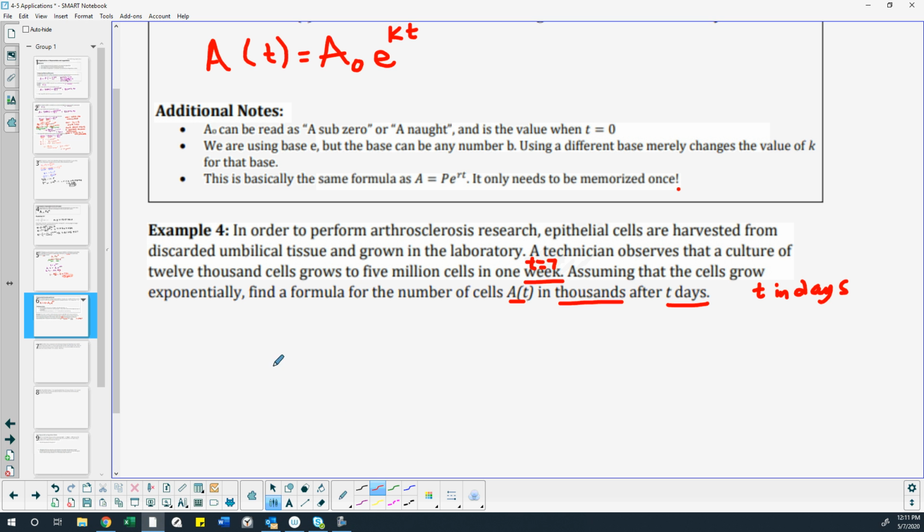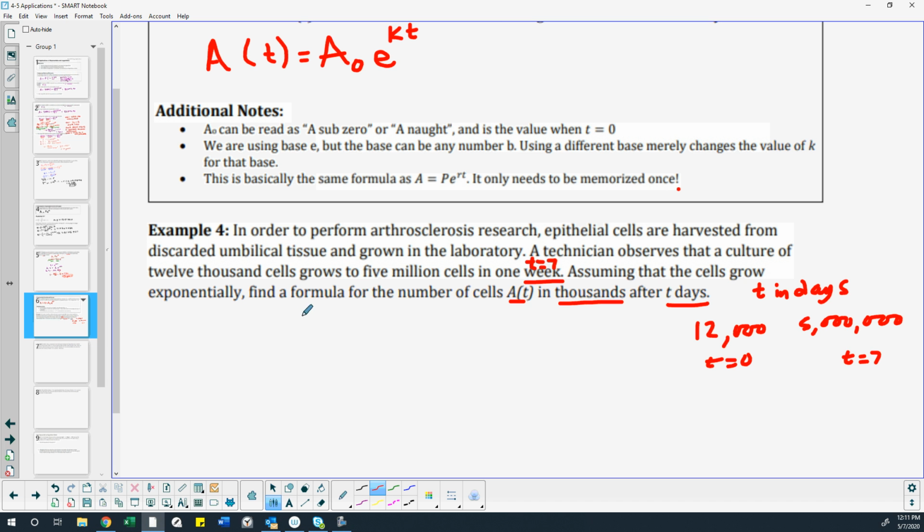So what we do first is we find k, and we do that by using our initial numbers. So a culture of 12,000 cells grows to 5 million cells. So let's compare those two numbers really fast. We have 12,000 cells when t equals 0, and then we have 5 million cells when t equals 7.